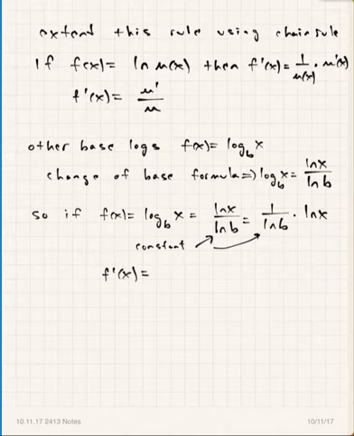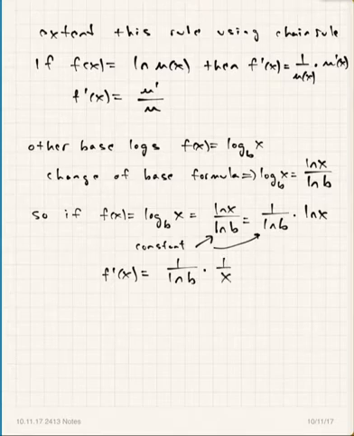And so f prime of x would be 1 over the natural log of b times 1 over x. The derivative of natural log of x would be 1 over x, and then you get that 1 over natural log of b in there also as a factor. So that derivative actually has an extra factor in it, basically, is the way to look at it.